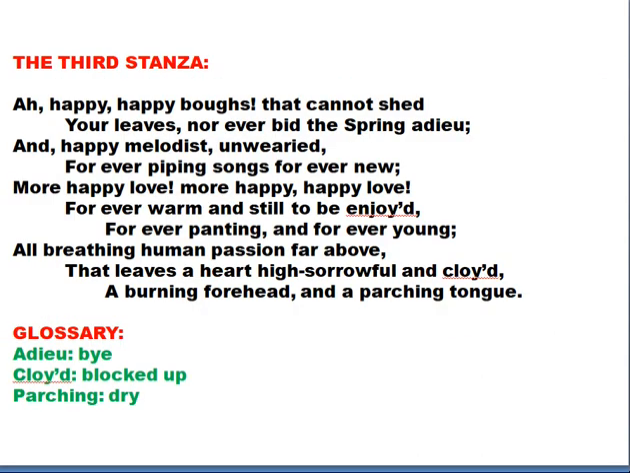Well, talking about the third stanza, it reads like this: Ah, happy, happy boughs that cannot shed your leaves, nor ever bid the spring adieu, and happy melodist unwearied, forever piping songs forever new. More happy love, more happy, happy love, forever warm and still to be enjoyed, forever panting and forever young, all breathing human passion far above, that leaves a heart high sorrowful and cloyed, a burning forehead and a parching tongue. Glossary: adieu is of course bidding goodbye, cloyed is blocked up, and parching is dry.